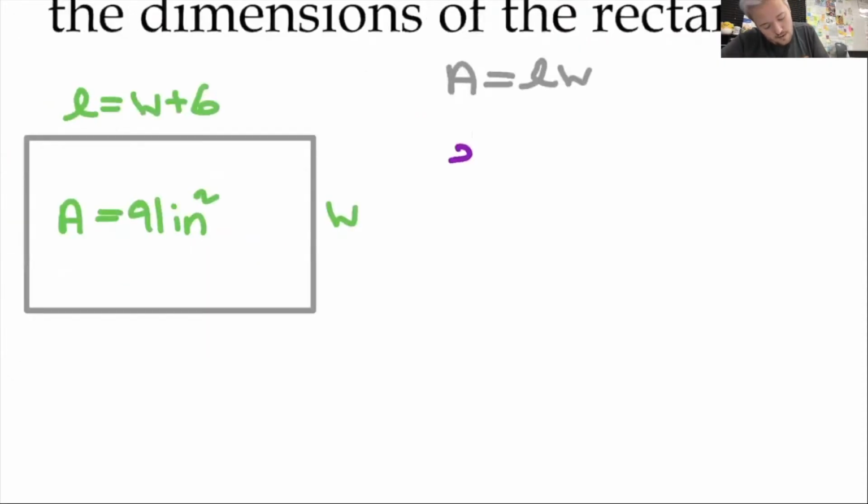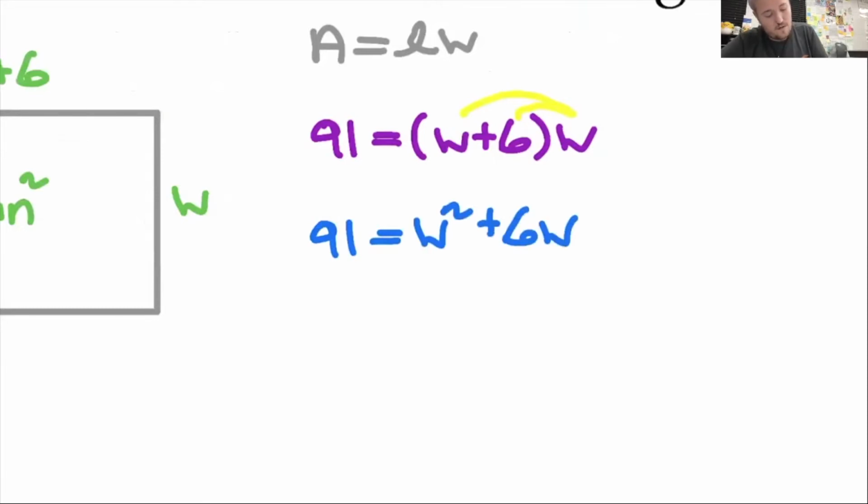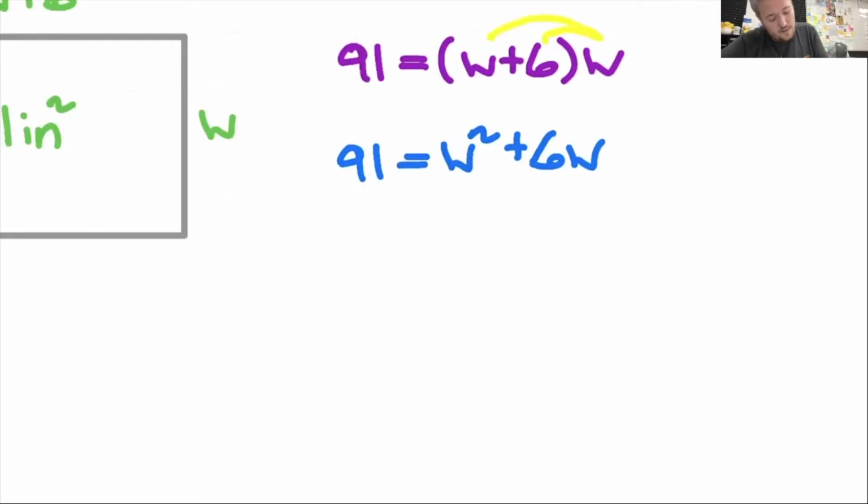So we have 91 equals the length. Nope, I'm getting this wrong. Is the length, which is W plus 6, all times W. So to start solving this, you have to put it in standard form regardless of which method you're using. So I'm going to distribute that W. So we're going to have 91 equals W squared plus 6W. Now I'm going to subtract the 91 so I can put it in standard form.